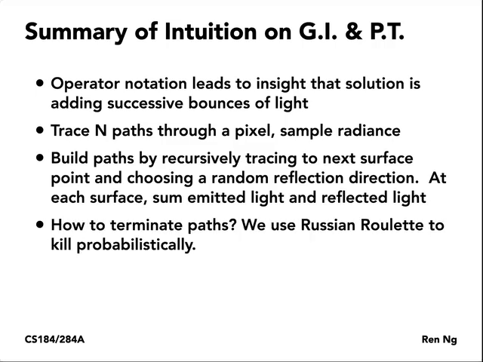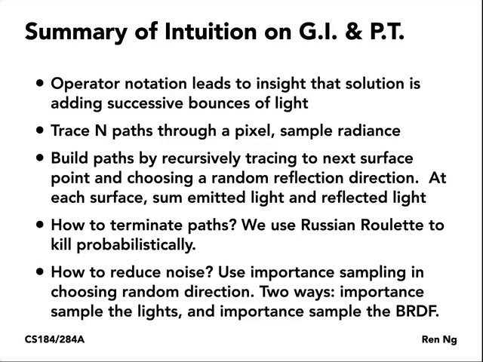How do we terminate paths and avoid infinite recursion? We use Russian roulette to kill the recursive function calls probabilistically. And how do we reduce noise? We use importance sampling in choosing the random direction. We do that in two ways. We importance sample the light sources and we importance sample the BRDF. Of course, we also trace multiple paths and average them in order to reduce noise in the standard Monte Carlo way by taking more samples.